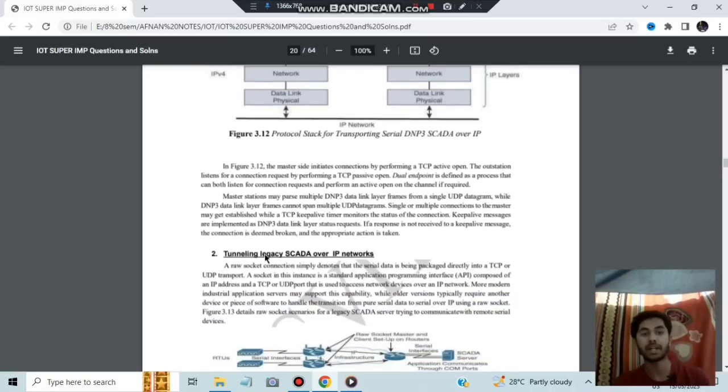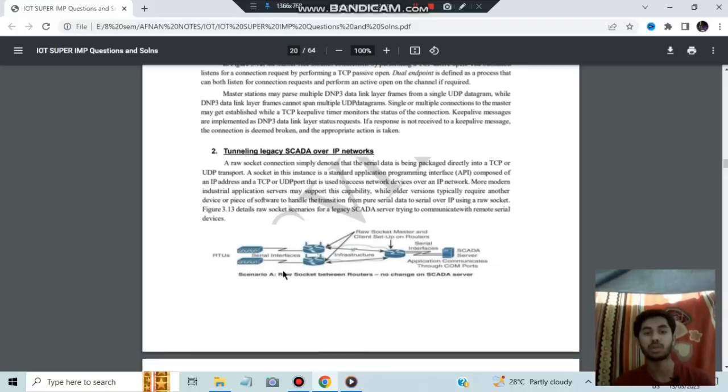The second concept is tunneling the legacy SCADA over the IP networks. How do you tunnel the legacy data? It means you will be using the old SCADA and making some changes in it so that it is applicable with the new IP networks. The key concepts you need to keep in mind are these serial interfaces. Infrastructure is here. These are the raw socket master and the client setups. Basically, what you have to know is from the server to the client, in between we'll be having some infrastructure and routers. Based on that you will be transferring the data, and it's of three types.